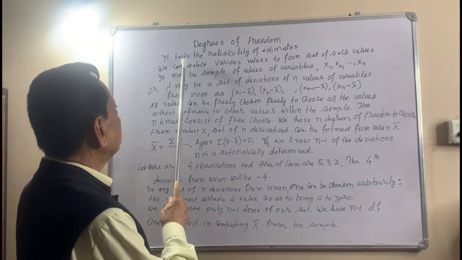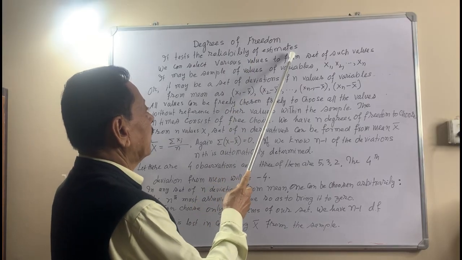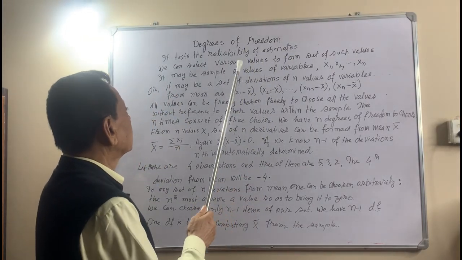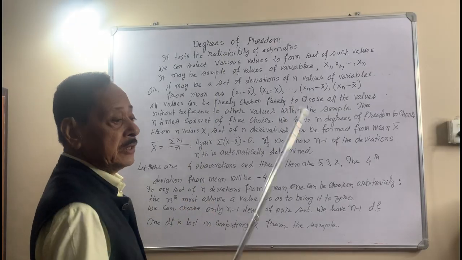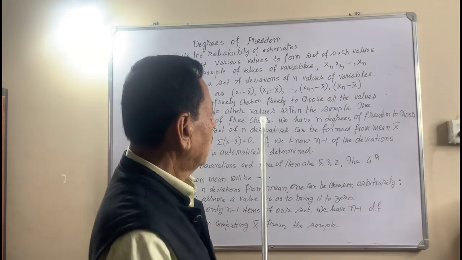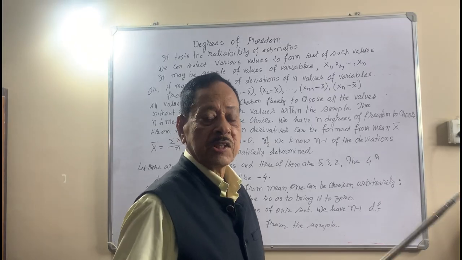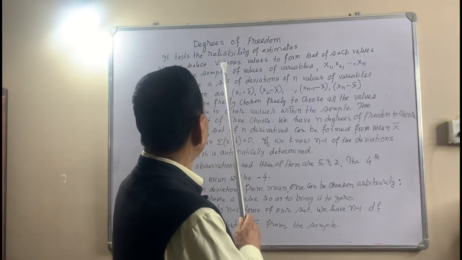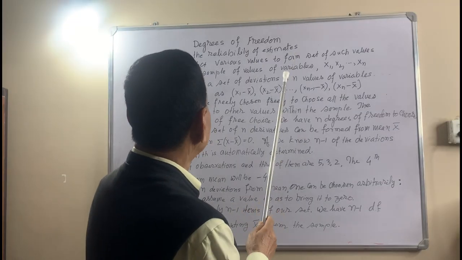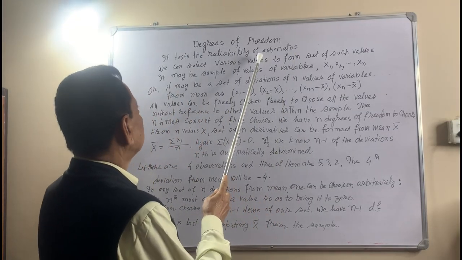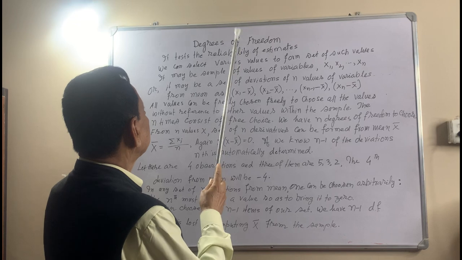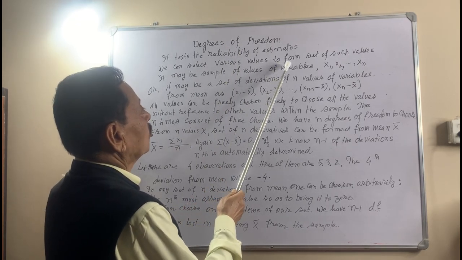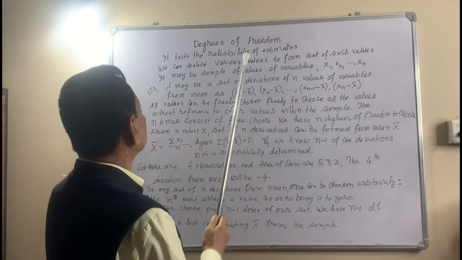It tests the reliability of estimates. So the reliability of the estimates is tested by degrees of freedom. The topic is mainly about understanding. There is no mathematical wizardry; it is simply understanding. So reliability is tested through degrees of freedom. We can select various values to form a set of such values.